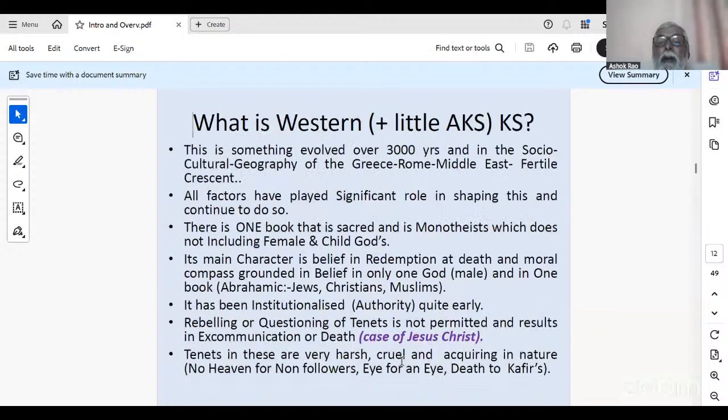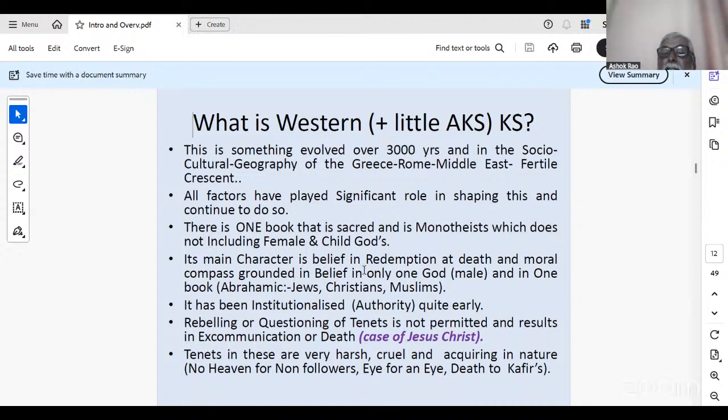Okay. So what is the Western knowledge system and a little of the Arabic knowledge system? These are something that evolved over 3,000 years in Greece, Rome, and the Middle East, what one calls the Fertile Crescent. All factors have played a significant role. There is no one book that is sacred, and they are monotheists, which does not include female and child gods. So female representation is not there, children representation is not there. Okay. Only adult male representation, that constitutes about 25% of their population. That is all their representation is.